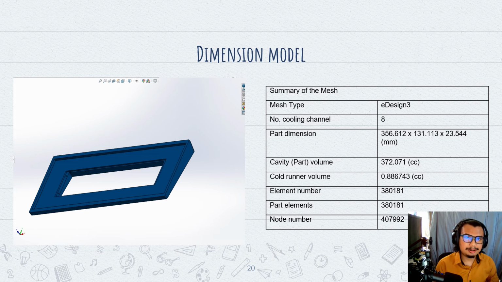Dimension of the model. As you can see on the slide, these are my keyboard parts that we use for the injection molding simulation. The dimension is 356 times 131 times 23 mm.